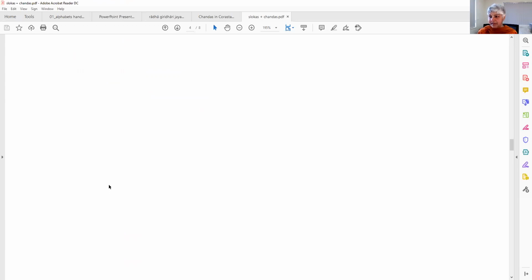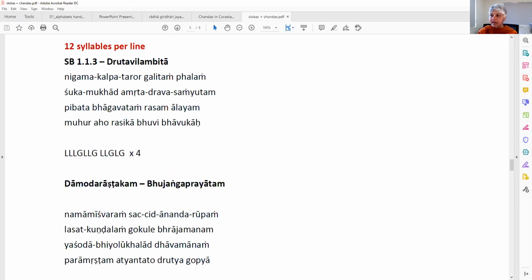Then let's look at some verses which are 12 syllables. The first one here is in a meter called Druta Vilambita. Druta means fast. Vilambita means slow. Vilamba, slow. Druta means fast. Vilambita, slow.